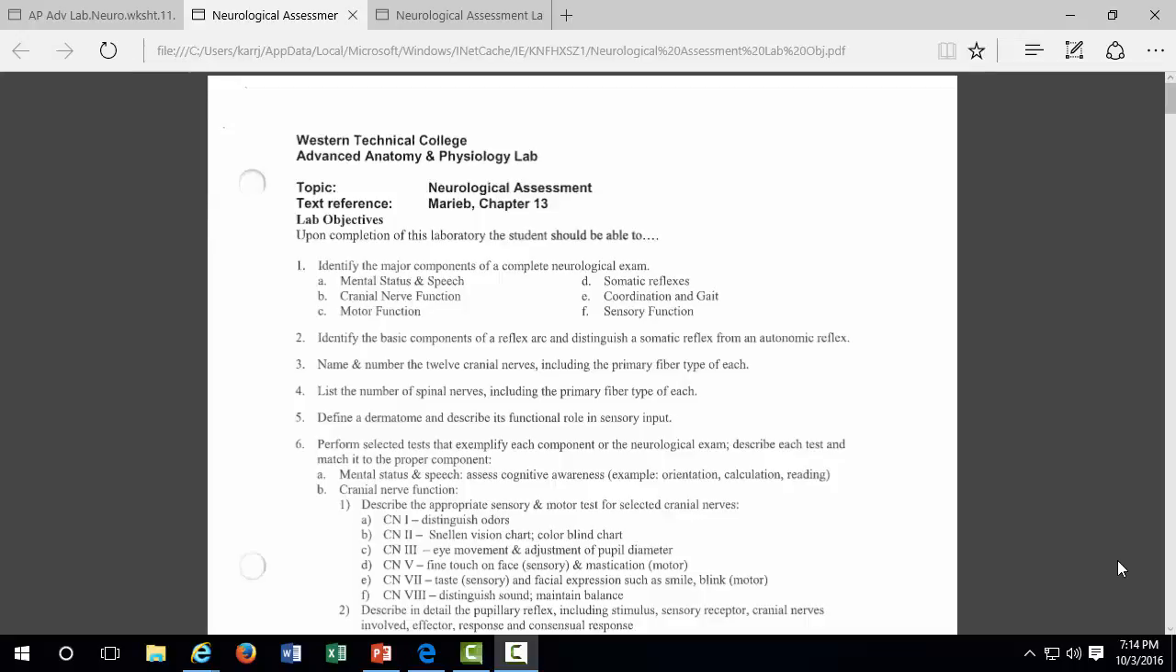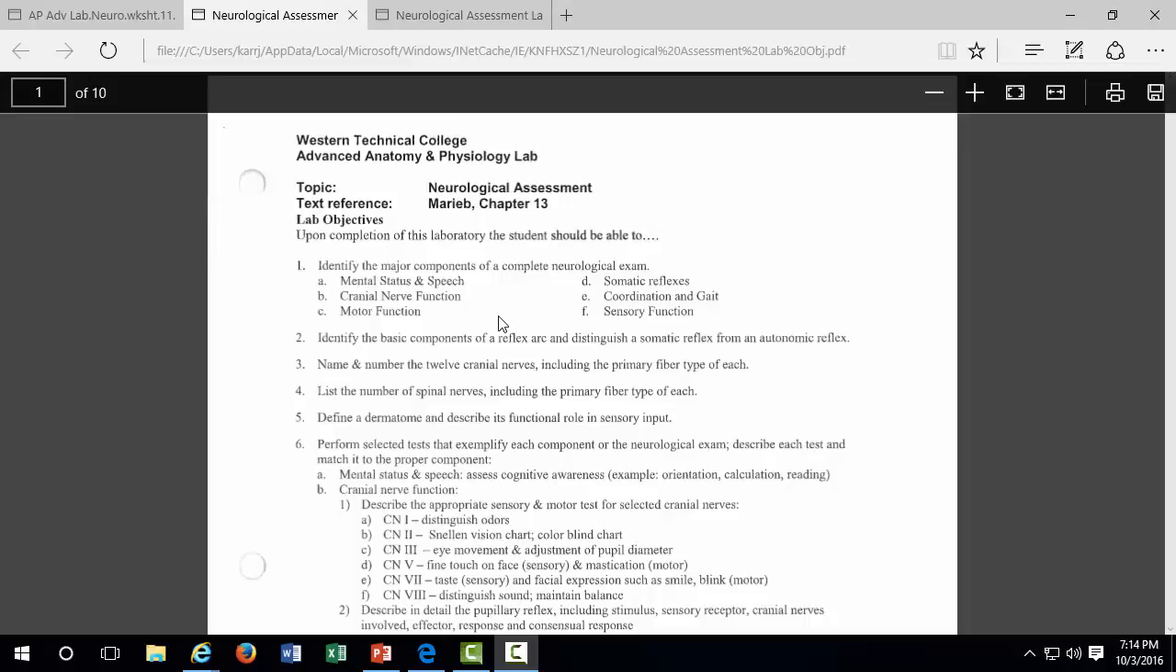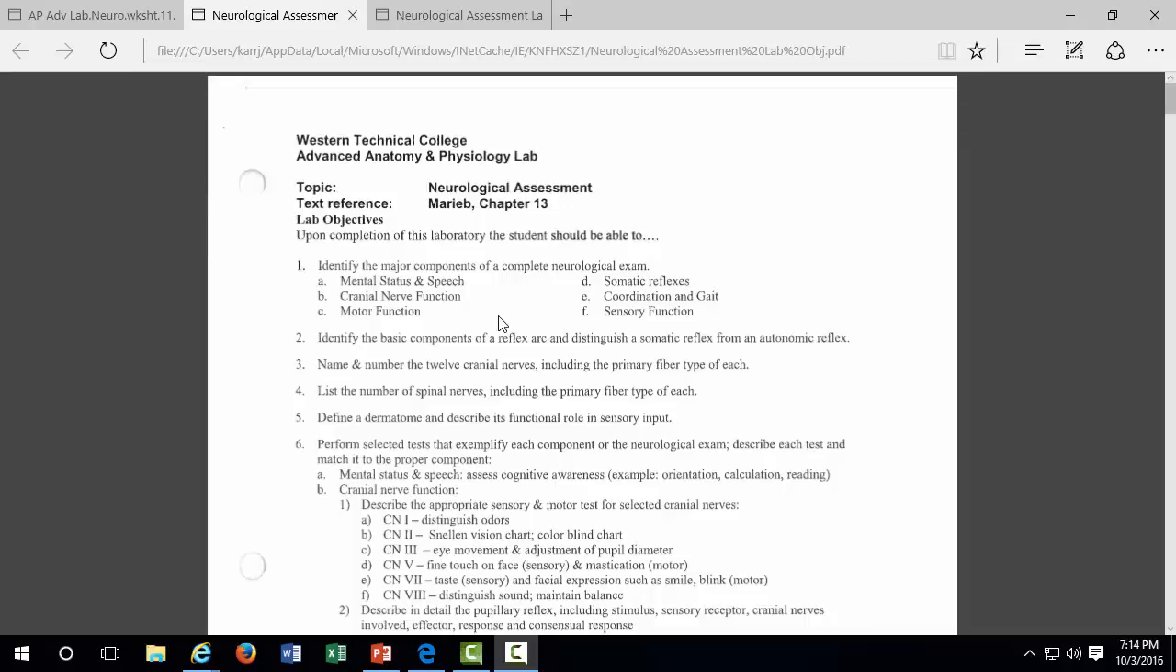So again, our lab today starts on page 27, looking at the objectives, knowing the different parts of the neurological exam. So these are the 6 parts of the neurological exam, and we're going to go through each of those in a real general way, just so you have an understanding of what each of those pieces looks like. And a lot of the information you can see in the video that I put on Blackboard.